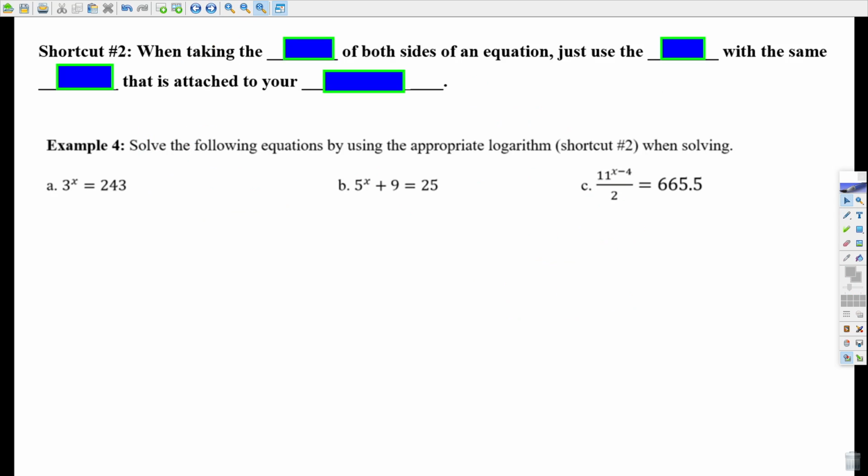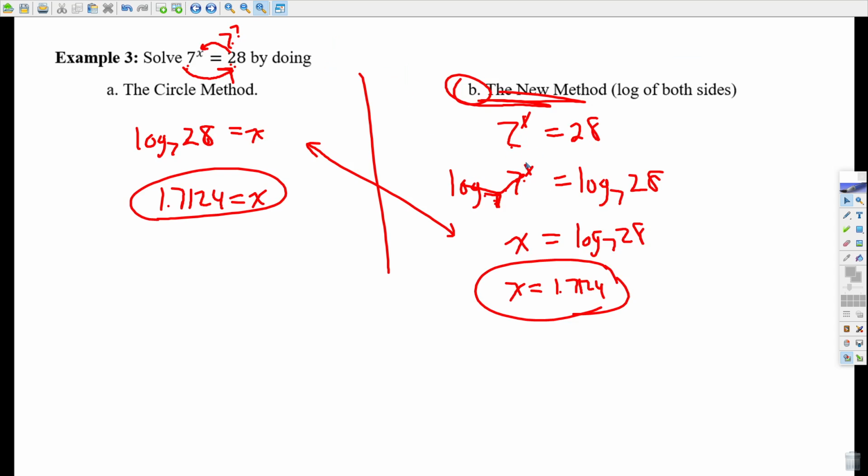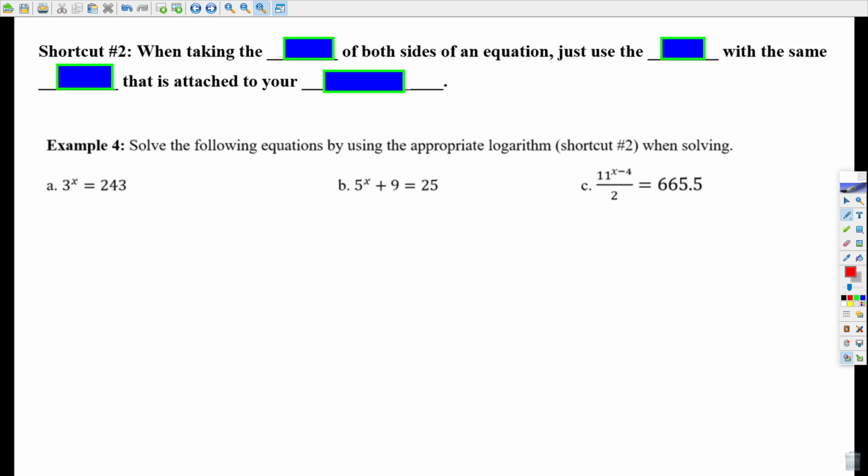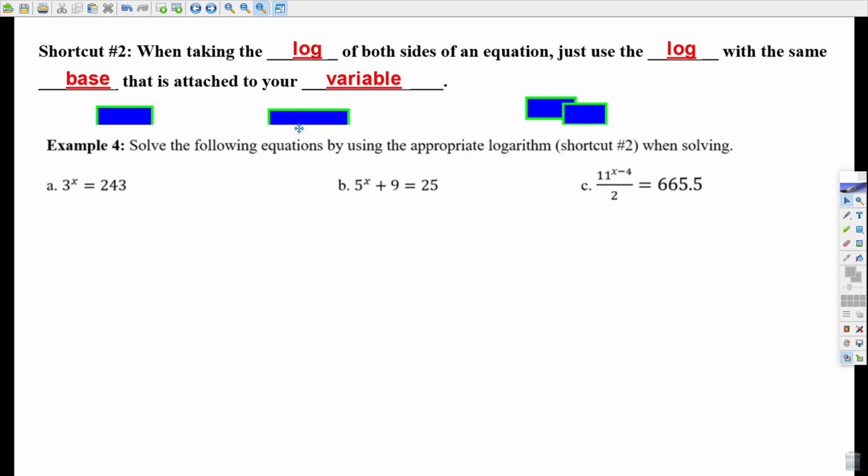Okay. As a second shortcut, when we're doing logs, you're going to take the log on both sides like we did before, but how do you choose what base to use? It's always with the exponent. So 7 to the x here, we want to use log base 7, so that way we bring this exponent down. The whole point is to bring it down as just x. So shortcut number 2, when taking the log of both sides of an equation, just use the log with the same base that is attached to your variable.